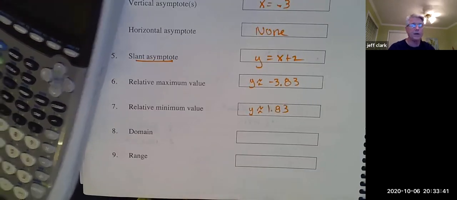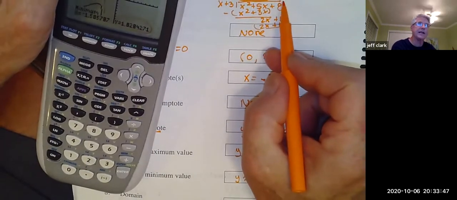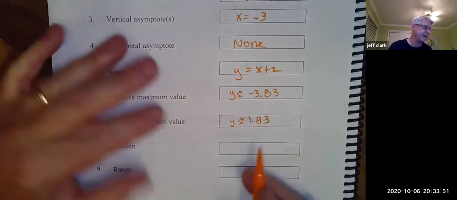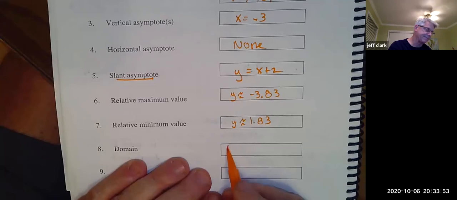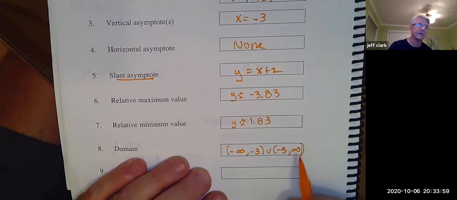The domain would be all real numbers except where it's undefined. So let's see. I can't use -3. That's the vertical asymptote. I can't use -3. So if I say the domain, you'd say -infinity to -3 union -3 to infinity.